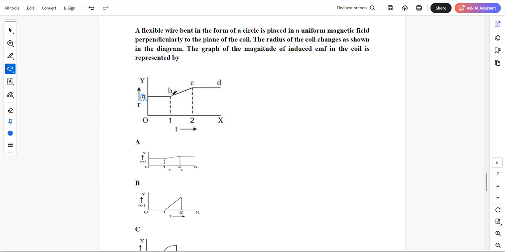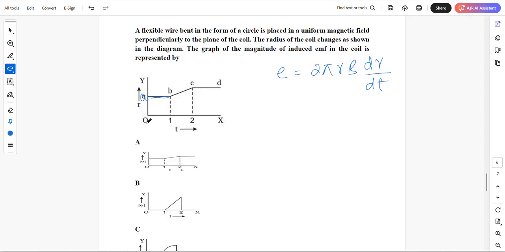Okay, this is A, this is B. Now here you can see the radius is constant. What is the formula for E? E is equal to 2 pi r B dr by dt, as we wrote just now. I will take small r because here they have taken small r. 2 pi r into B dr by dt.